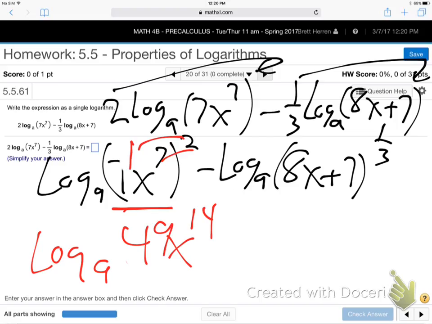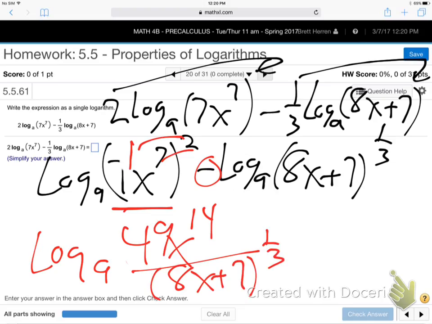Remember all that little stuff? Basically distributing. Yeah, it distributes to other powers. And then divided by, because of this subtraction here, 8x plus 7 to the 1/3. We're done. Good. The subtraction becomes a big divide for one log. Harder for one log. Good on all that? It looks a little better now. All right.